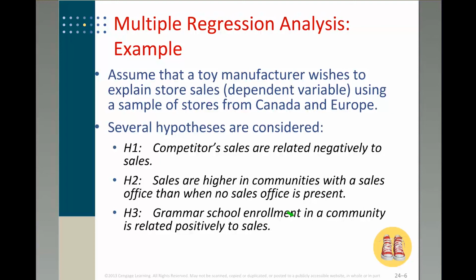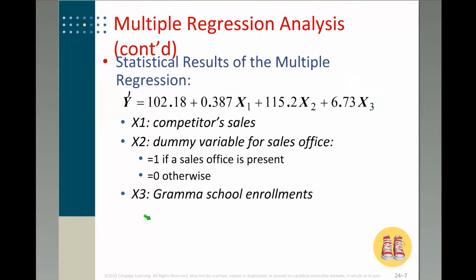Now apparently, based on these hypotheses, we found out there are several factors that could potentially be related to the sales. So the sales as our dependent variable will be represented by Y, and the three other factors will be represented by X. These are competitive sales, community with a sales office, and grammar school enrollment. So these three should be our independent variables.